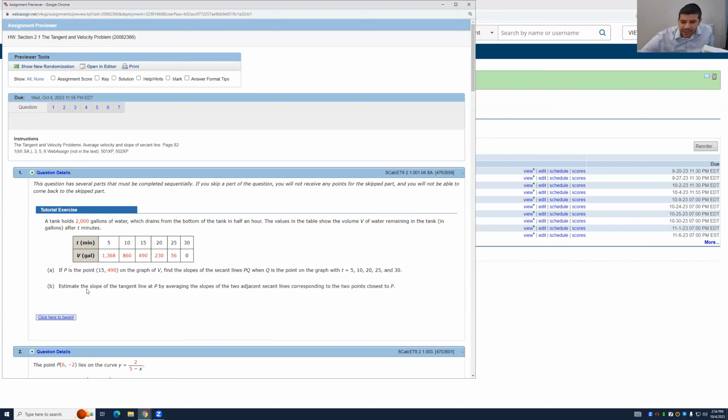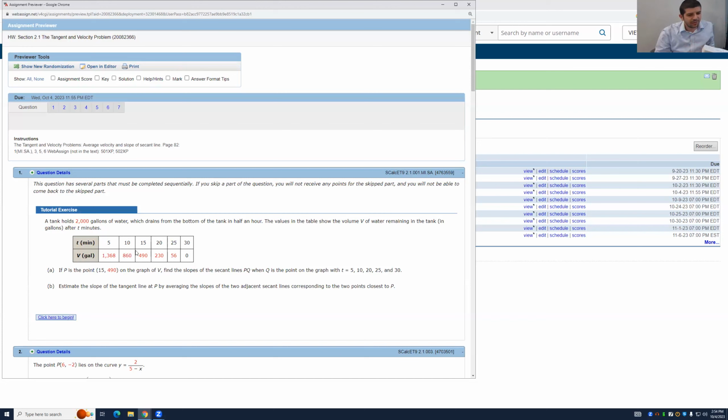And look what it says. Estimate the slope of the tangent line by averaging the slopes of the two adjacent secant lines. That's what we just did. So the two adjacent ones: you're going to take this point P and get the secant slope with the point next to it, rise over run. Then you're going to take this point P and the other adjacent point, and get the secant slope with the point next to it. So you'll get two secant slopes, and you'll average the two. You'll add them both up and divide by 2. Does that make sense, what they want?